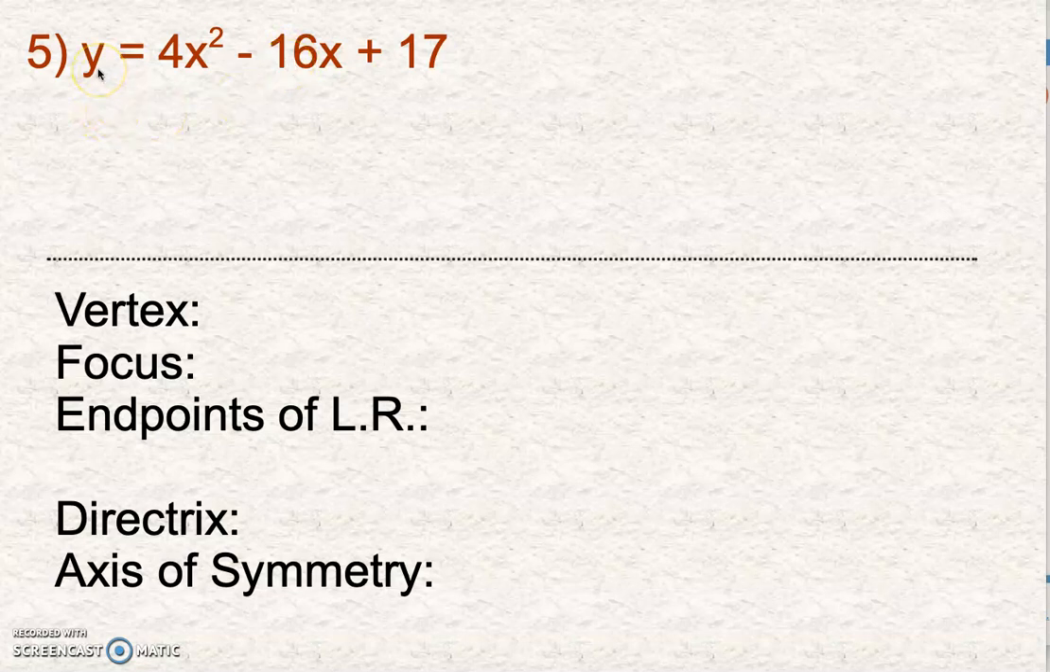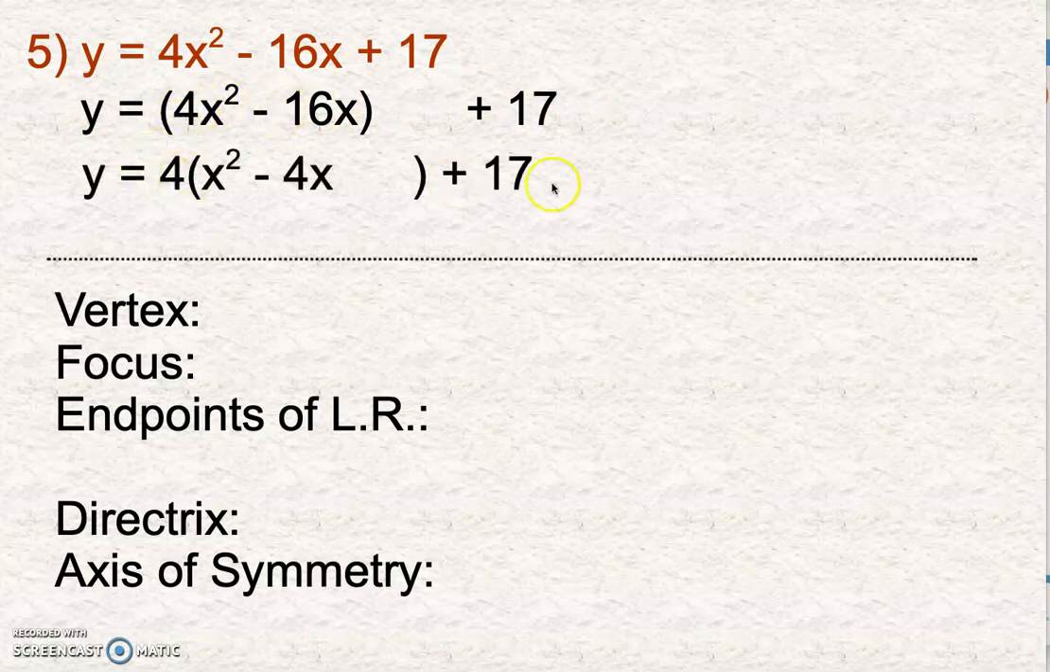Well, the first thing I'm going to do is I'm going to group this so the x's are together and the 17 is off by itself. I don't want anything with a y, but I don't want the 17 connected with these two. Second thing, to complete the square, I don't want that 4 there, so I factored that 4 out. Now, I complete the square. So when you do that, we want to add a 4 here.